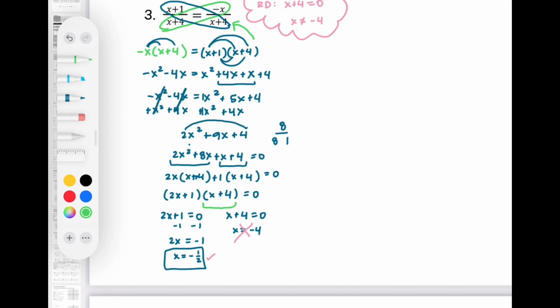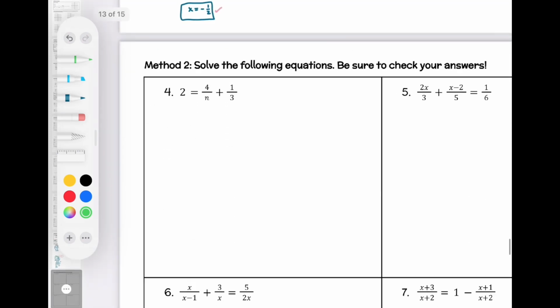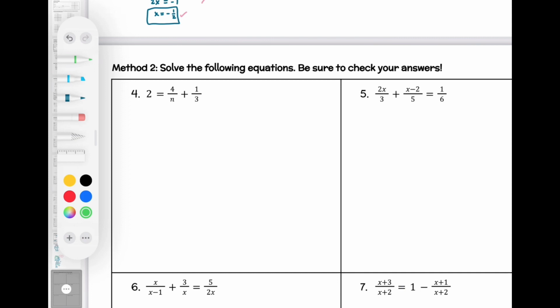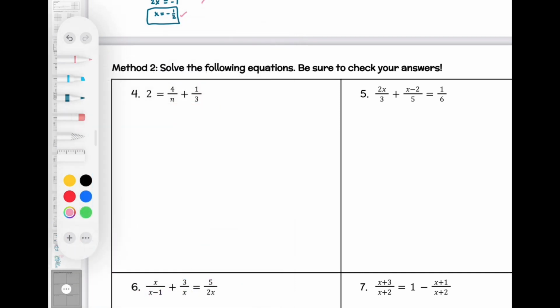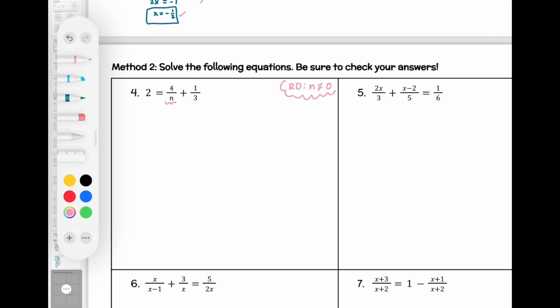All right, so then the other method we have is solve using the least common denominator. So this is where we need to pull some information from before and figure out what our least common denominator would be. So if we look at this first one, first thing I'm going to do is find my restricted domain. So we only have one variable in the denominator, that would be n. So n can't equal 0, that's our restricted domain. So if we get 0 as a solution, then it's not going to work.